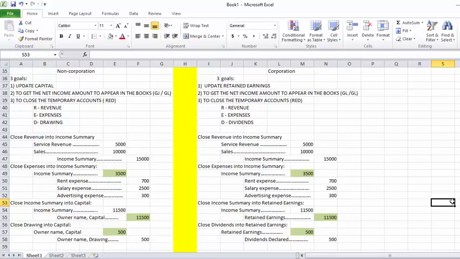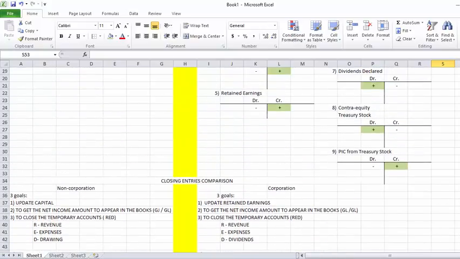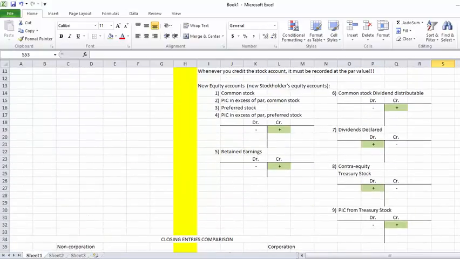Depending on what book you might have, it might be chapter 13, it might be a different chapter, but every principles book typically has a chapter or two chapters on corporations. So the first thing you want to recognize is that we've got a whole bunch of new accounts involved. If I can just go back and review with you, we now have common stock. It has a sidekick called PIK in excess of par common stock. We have a preferred stock account, and it has a sidekick called PIK in excess of par. All four of these carry a credit balance.